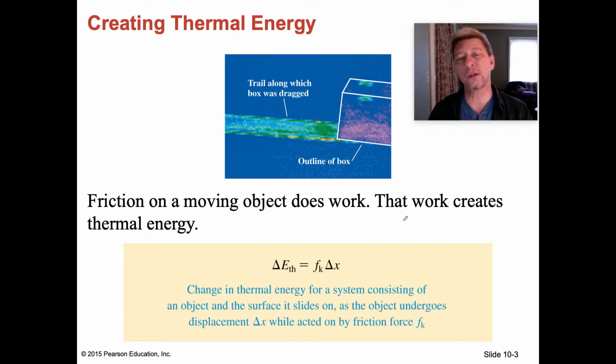So how do we actually look at this? Well, remember that the change in any kind of energy is equal to the work that's done on it. So if we're going to talk about thermal energy, and we know that thermal energy is generated by friction, then we use the formula for work: force times displacement. But the specific force that we're going to use here is the force of friction. So the thermal energy equals the force of friction times the displacement of the object.